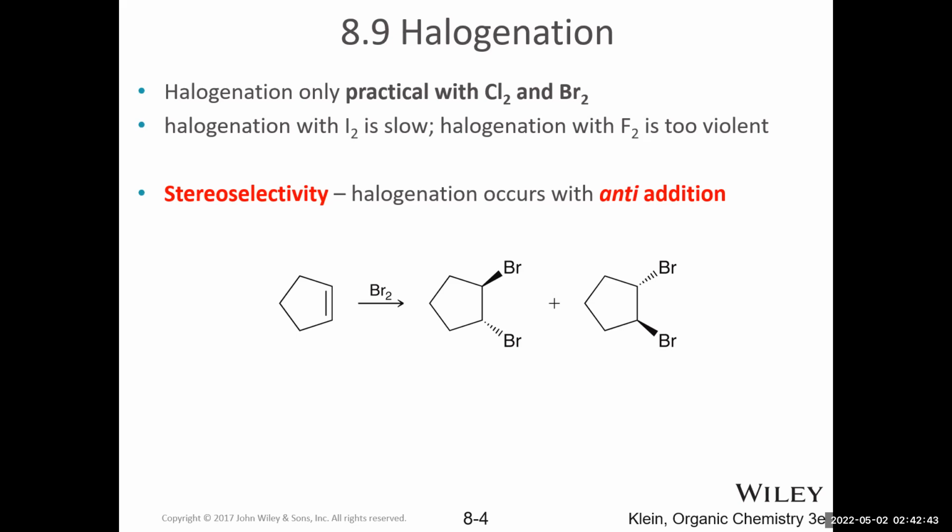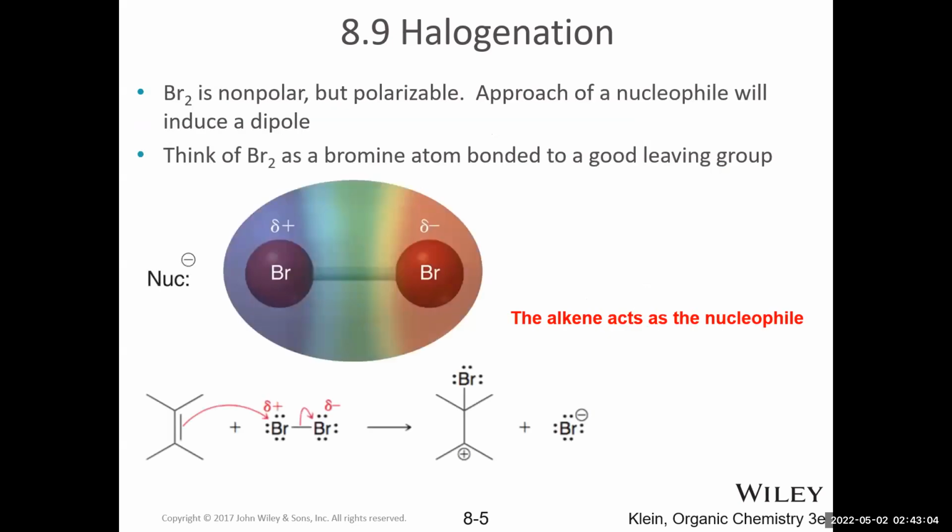is that halogenation occurs with anti-addition, meaning that the 2 halogens get added on opposite sides of the pi bond. If there are 2 stereocenters formed, you would get a racemic mixture, but both products would be from anti-addition, which means put 1 bromine on a wedge and 1 bromine on a dash.